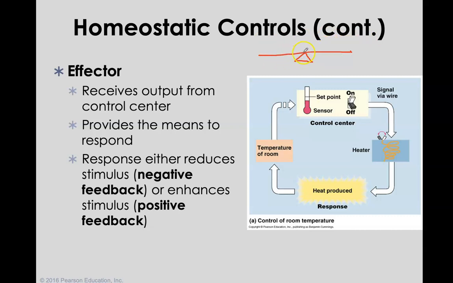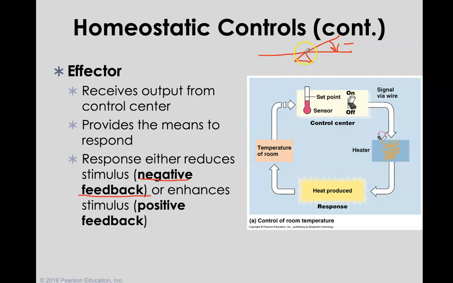Now, if for some reason something throws this seesaw off up here, okay? Again, our sensor will detect that change. The control center will say, whoa, we're way off. And then our response is either going to be to bring us back down. So it's either going to reduce that stimulus. So that stimulus took us in this direction. It's going to reduce that stimulus and bring us back to homeostasis. That's a negative feedback mechanism. So negative feedback mechanisms bring us back to homeostasis. Or, so this is negative. I'm going to draw negative.